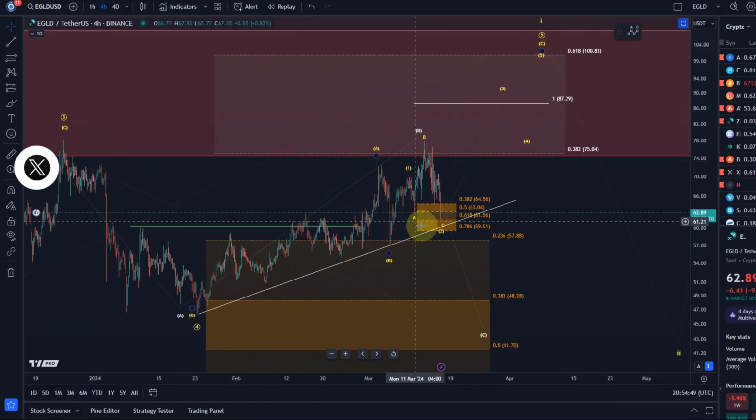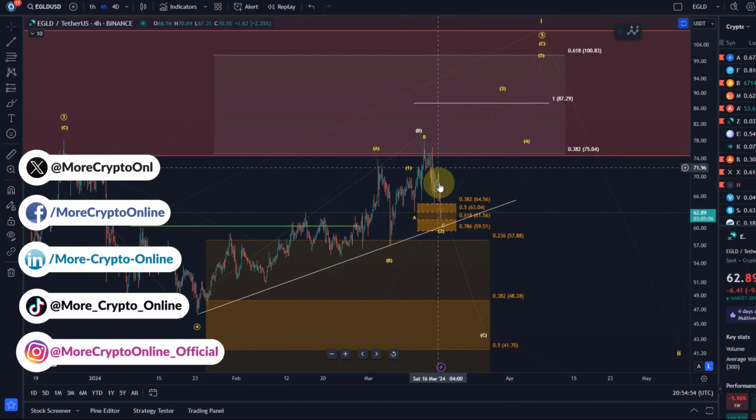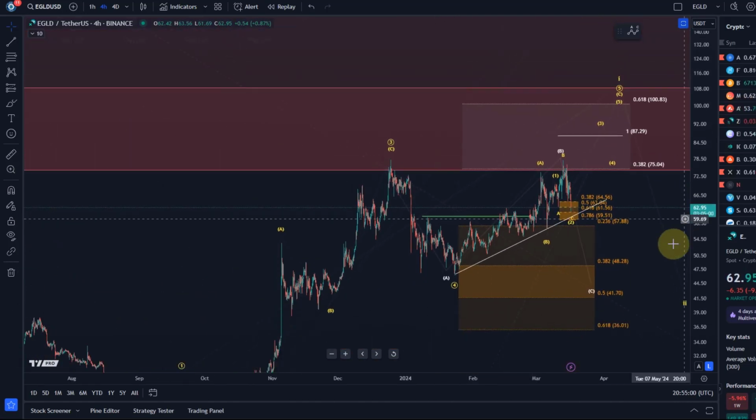Yeah, we see some selling pressure. I don't like the price action so much. It's coming down quite aggressively. However, we haven't broken the support area yet, okay? So what am I looking at here for EGLD?